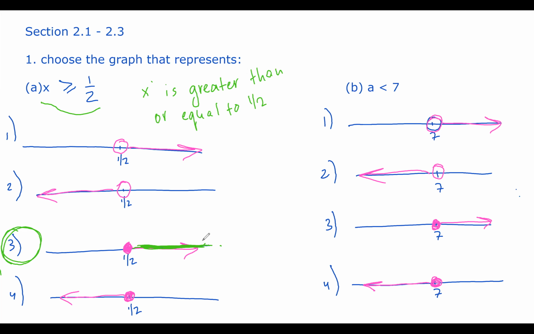Now, how do we show the equal? We shade the circle. If the circle is unshaded, it means that I'm not taking that number. But if it is shaded, it means that I'm taking it. So the shading stands for the equal. And then this arrow usually stands for the greater than. If it is greater, we go to the right. If it is less, then we go to the left. So this one, for example, says A is less than 7, right?